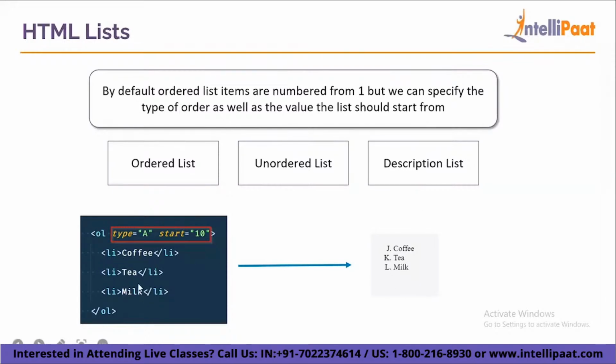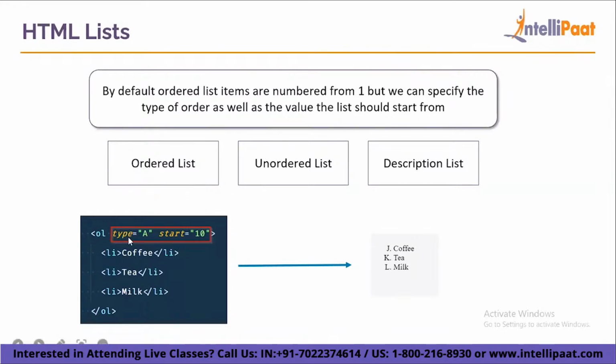Even if you didn't give any numbers, you will get 1, 2, 3 by default. But if you want a customized list, you can go with the type of order as well as the value of the list, where it has to start from. So you can custom your list based on your requirement, and you can do that with the help of this.